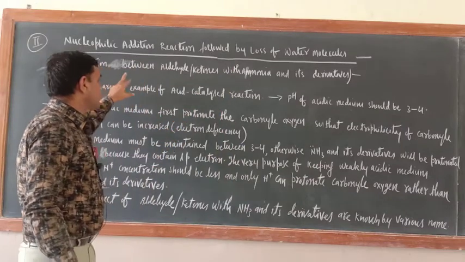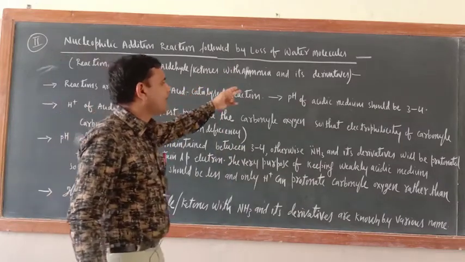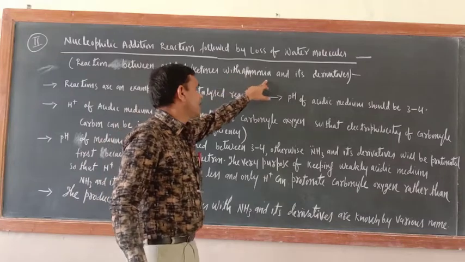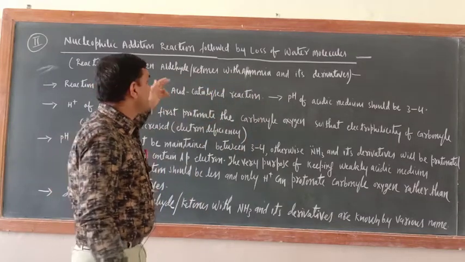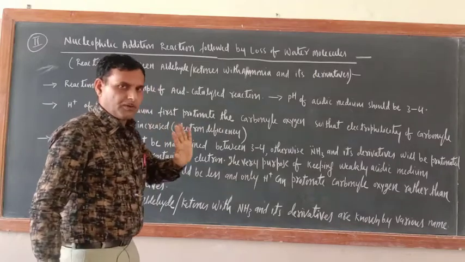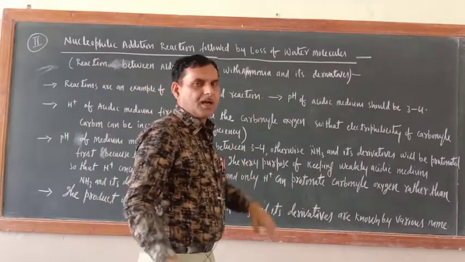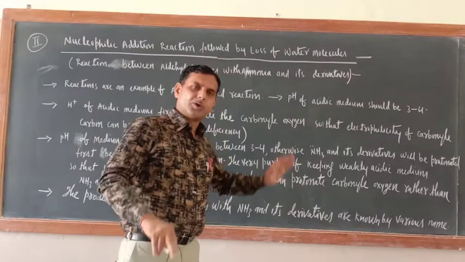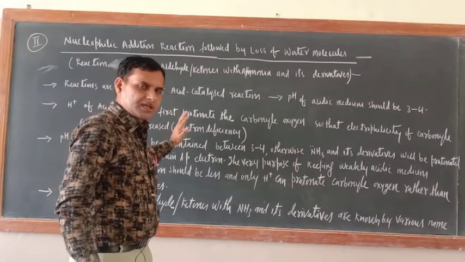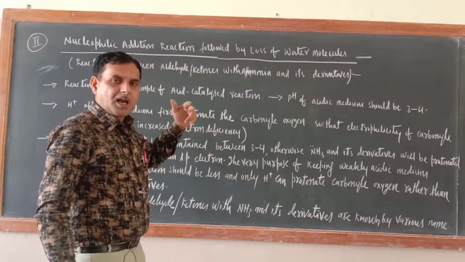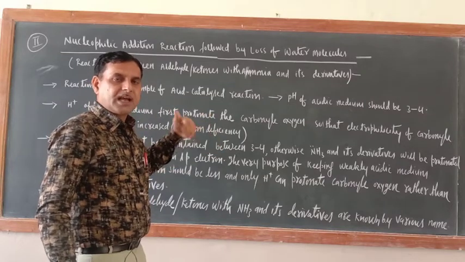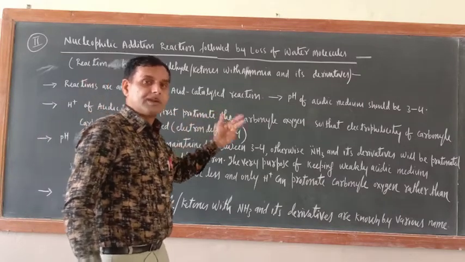Actually this is the reaction between aldehydes and ketones with ammonia and its derivatives. They are nucleophiles, all derivatives of ammonia. I will give you the list of ammonia and its derivatives. So what you will see, all are having a nitrogen atom and the nitrogen atom contains a lone pair of electrons.